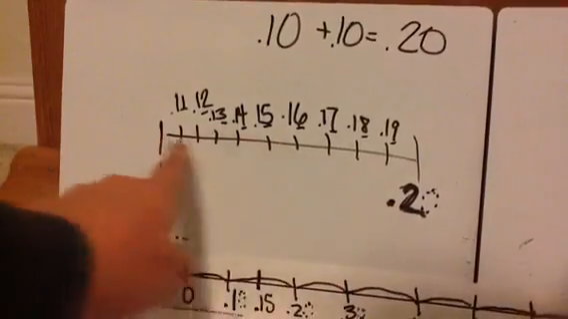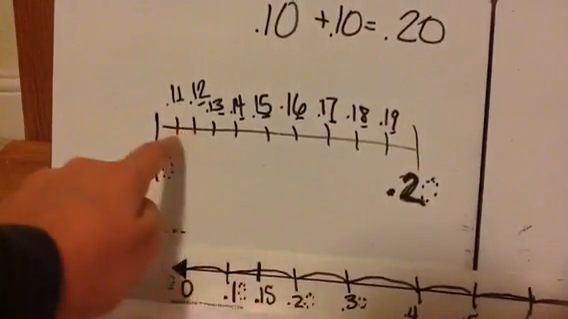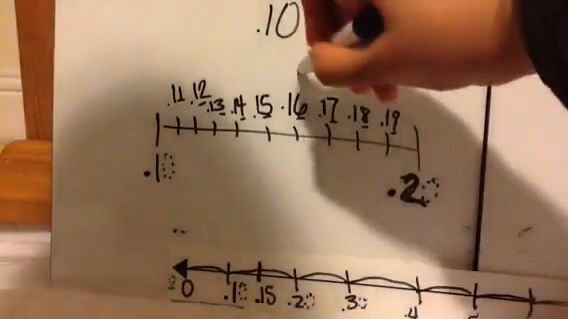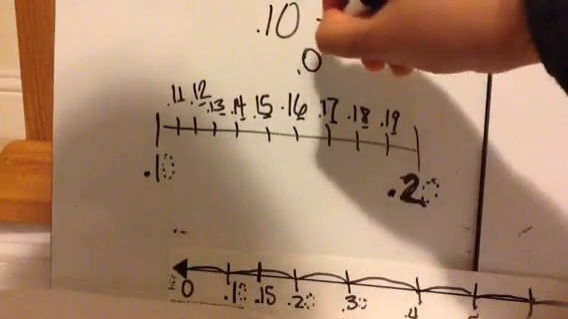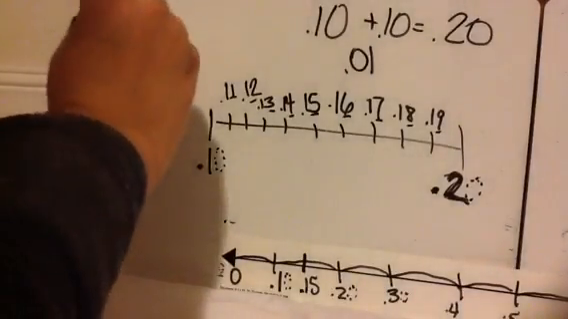Between here and here, you have 10 more pieces. And so each piece is 1/100th more. So let me show you addition to that.